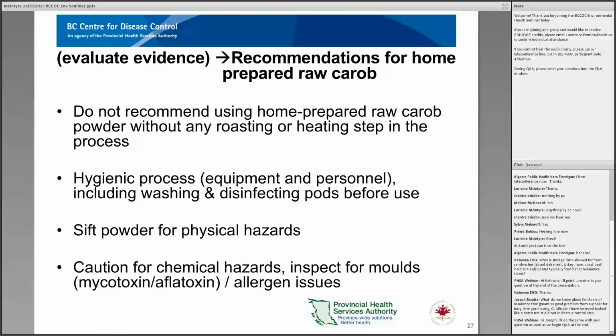The rationale for that was based on the evidence we collected. I couldn't find very much information on how carob should be processed other than that website, but we know a lot about chocolate foodborne illnesses, so that's what we recommended. If they chose to add a roasting or heating step in the process, we would agree. But then they should also have a hygienic process and sift the powder for physical hazards and take a look at those carob pods and make sure that they're inspected for molds. So that was the raw carob advice that we provided.